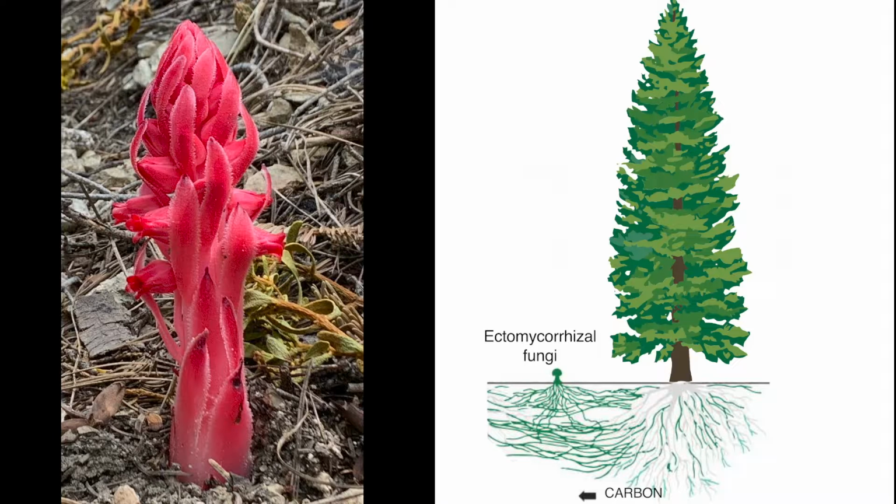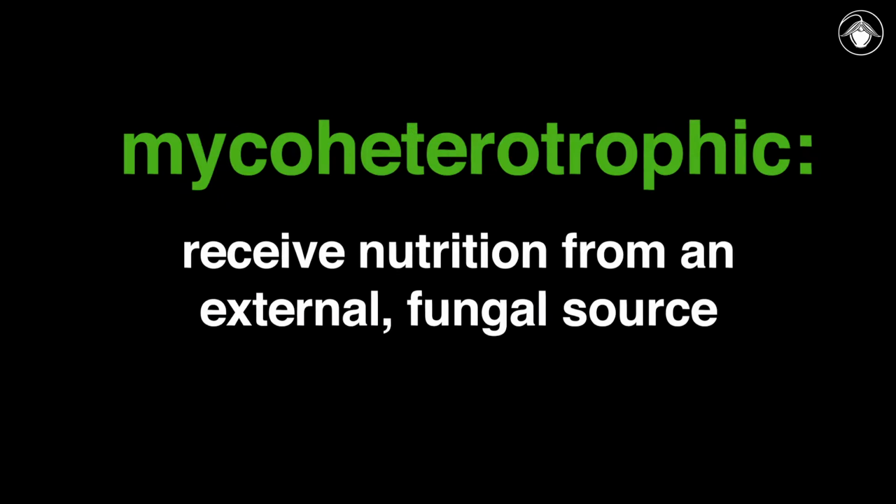The snow plants take advantage of this relationship by tapping into the network, forming a connection to a specific fungus, Rhizopogon ellenae. The snow plants use the fungus to indirectly steal sugars from the conifers it is connected to. For this reason, snow plants are called mycoheterotrophic, meaning that they receive their nutrition from an external fungal source.